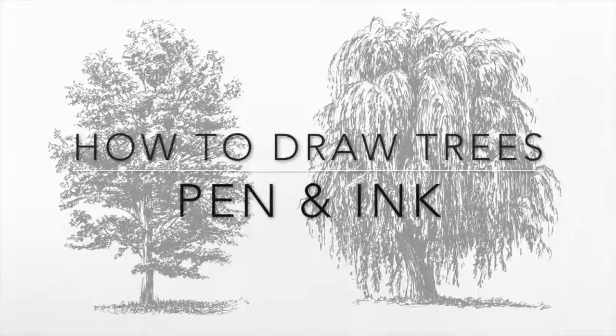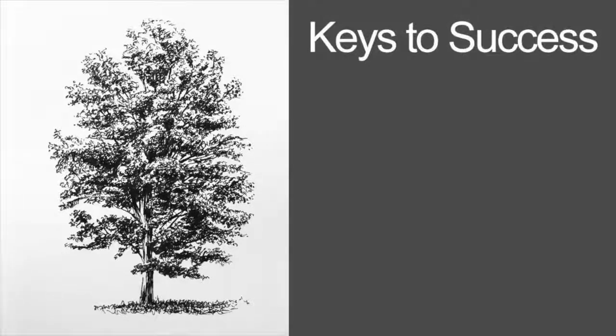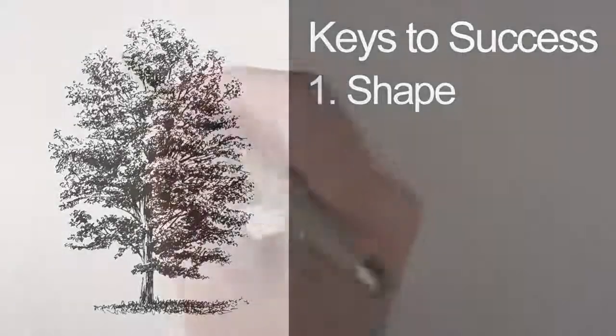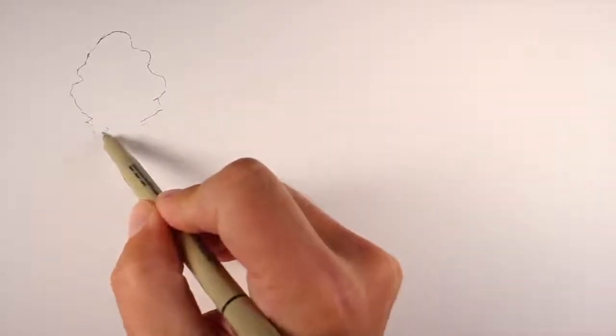In this lesson, we'll take a look at how to draw trees with pen and ink. Of course, there are several things we need to keep in mind so that we can find success when we draw the tree. The first, of course, is shape. Shape is an element of art that refers to an enclosed contour.